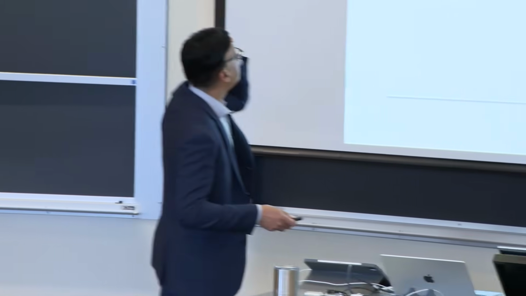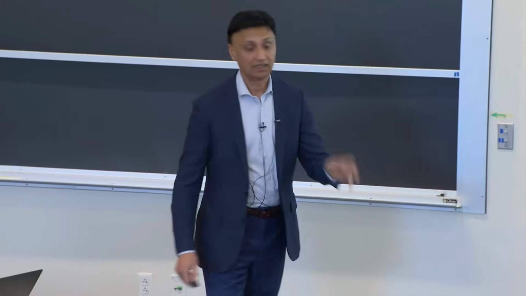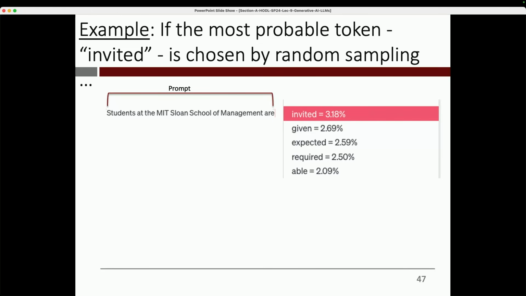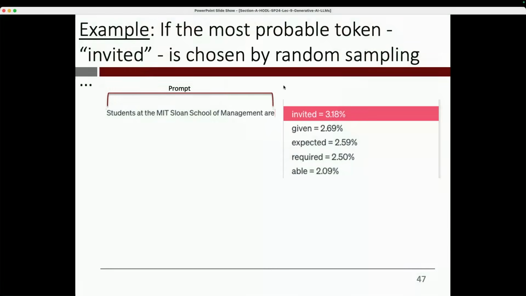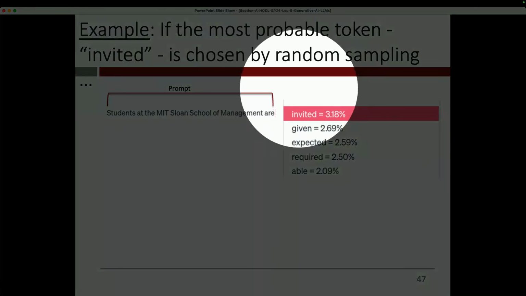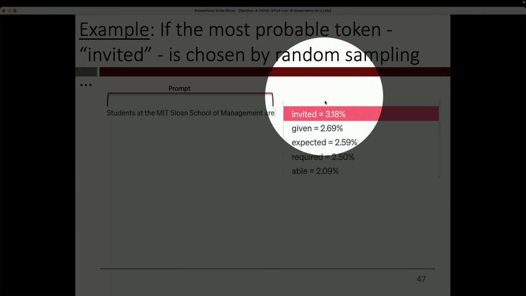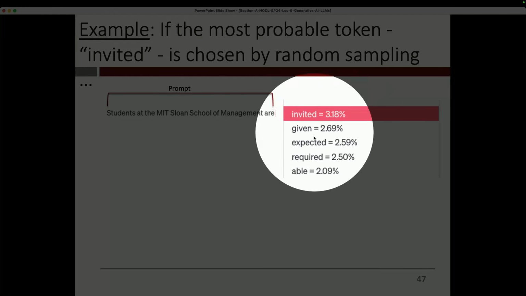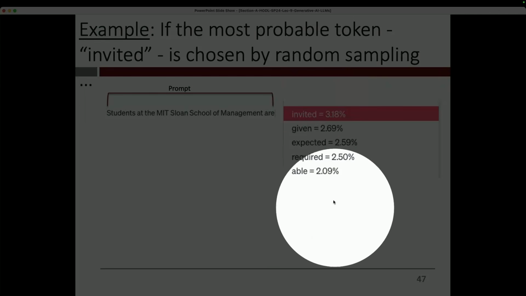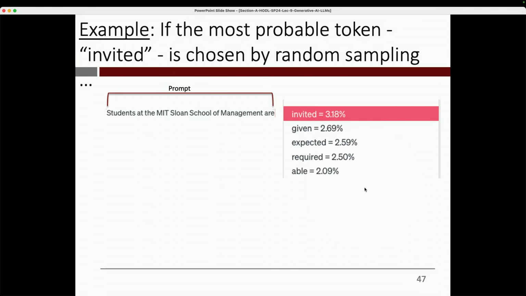Okay, so I'll show you how to do this in just a moment. Just for kicks, I went into GPT 3.5 and said, students at the MIT Sloan School of Management are, and I said, predict the next word. It turns out invited is the most likely next word, followed by given, expected, required, and able. These are the top 5 words, and the probabilities are 3%, 2%. These are pretty small probabilities, but the words below it, the remaining 50,000-odd words, are even lower. So here the most likely word is invited.